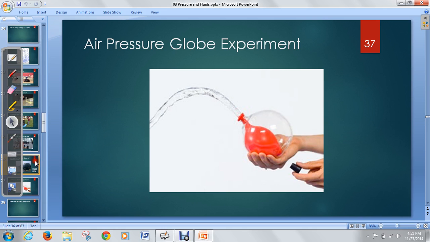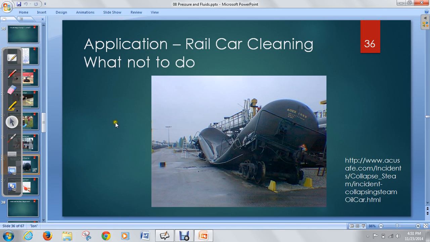Another interesting application is rail car cleaning. Like I said, this air pressure is pretty dang strong. When they clean rail cars, they use a steamer with some nice hot water and chemicals, steaming out the inside of these freight cars. When they do that, you don't want to close the latch, because you want that steam to naturally settle out. If you do close it, this is what could happen.